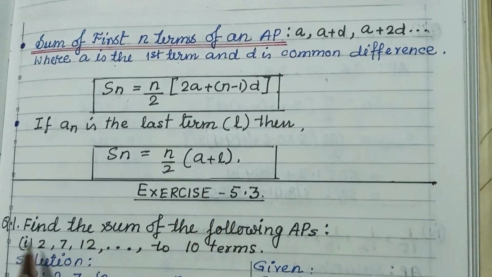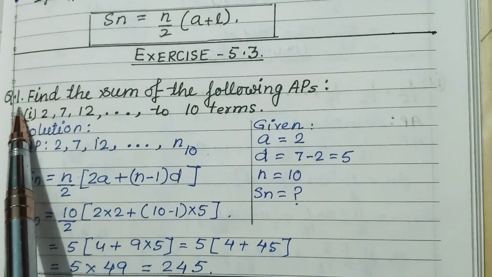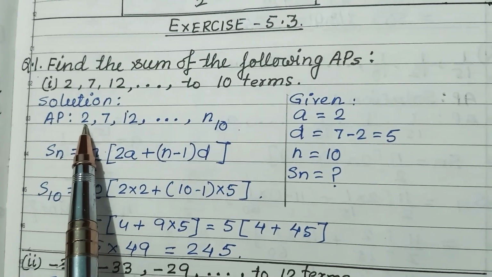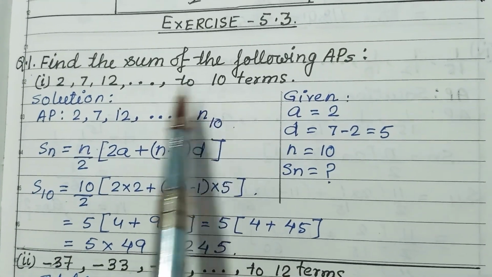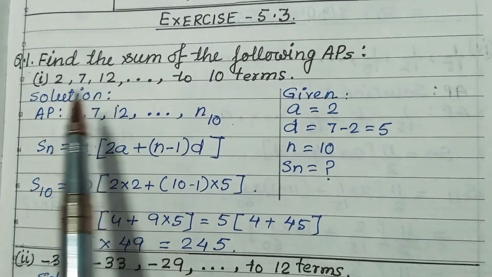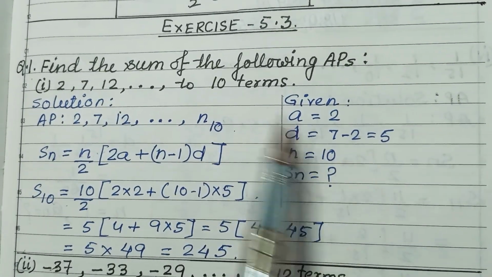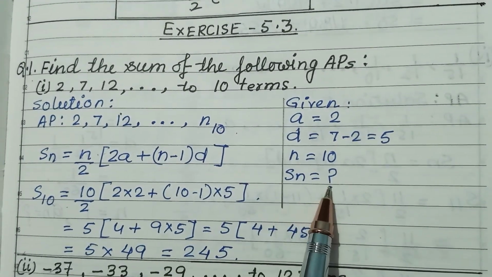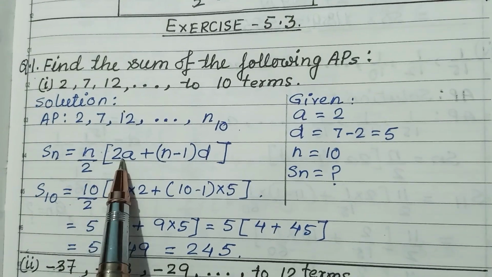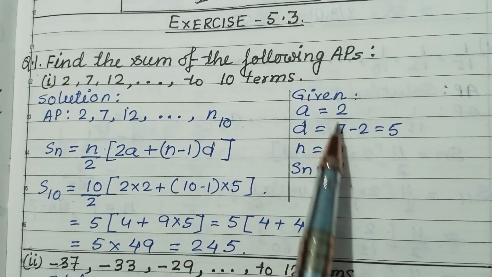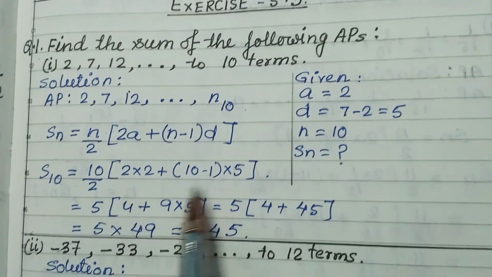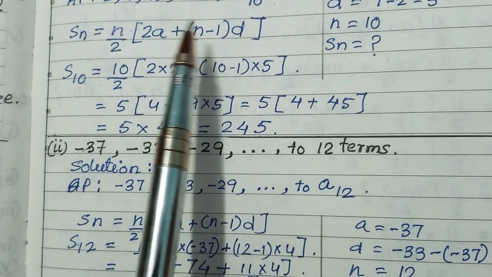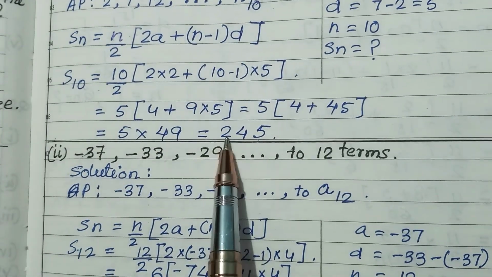Now exercise 5.3, first question. Find the sum of the following APs. The AP is given, so the solution is for 10 terms. Here a is 2, d is 7 minus 2, which is 5, n is 10, and Sn we have to find out. The formula is Sn equal to n upon 2 into (2a plus (n minus 1) into d). Now substitute the values in this formula and calculate. It is coming 245. The sum of this AP is 245.